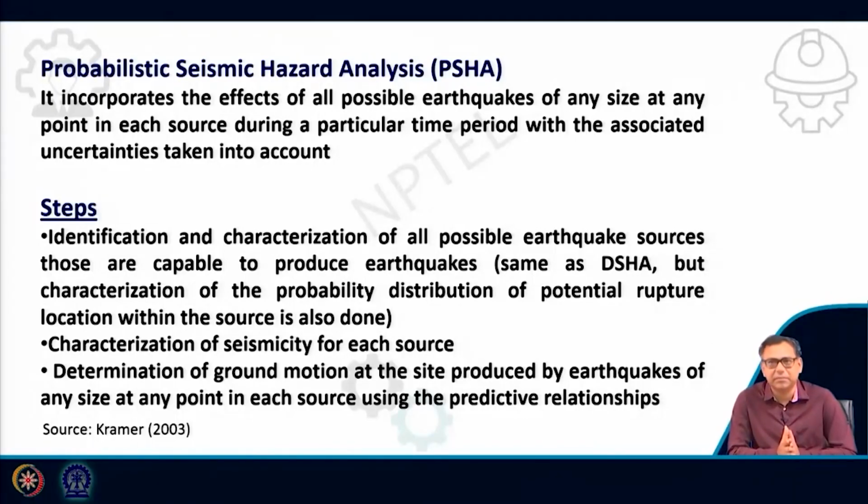I am not discussing those probability concepts in this class. I am just discussing these things to show you how we can use those ground motion estimation relationships. Once we do that, then comes characterization of seismicity for each source. Then determination of ground motion at the site produced by earthquakes of any size at any point in each source, using the predictive relationship. That means we will use the predictive relationship not only for the controlling earthquake, but for all earthquakes of any size at any point within the source.